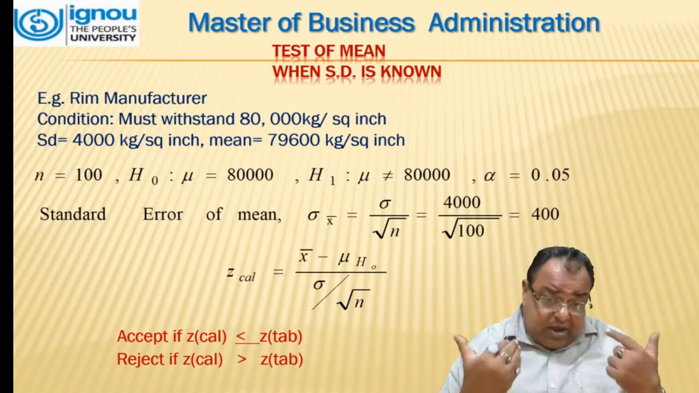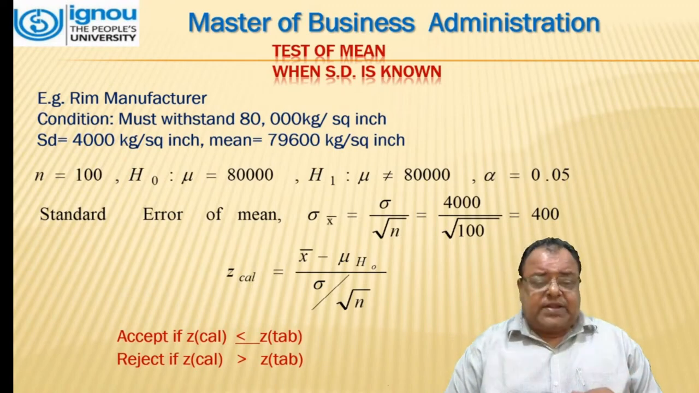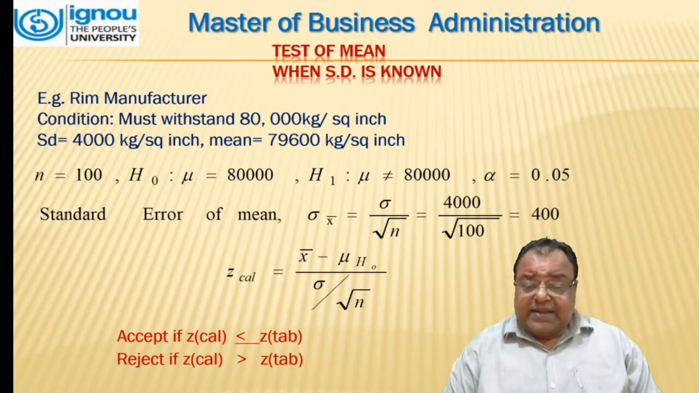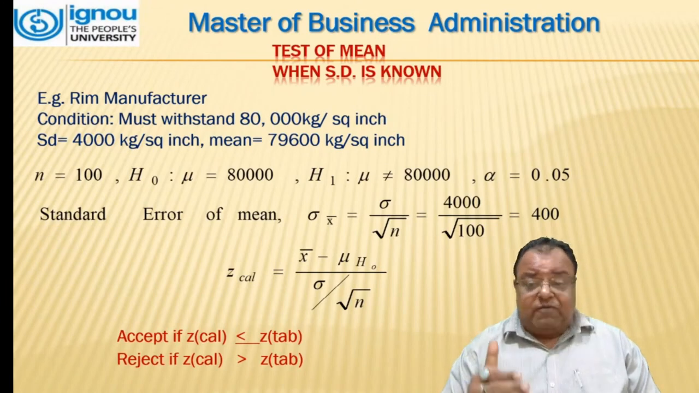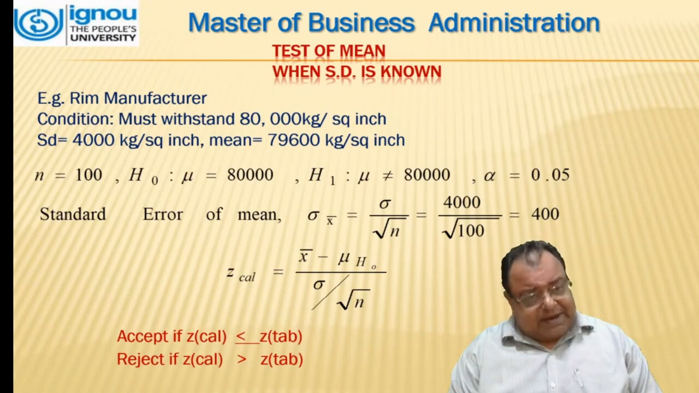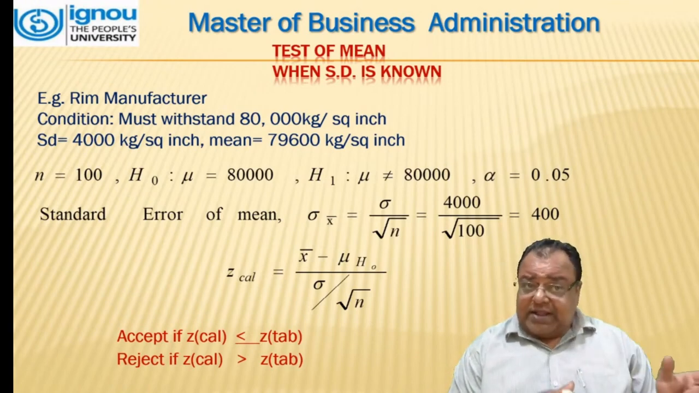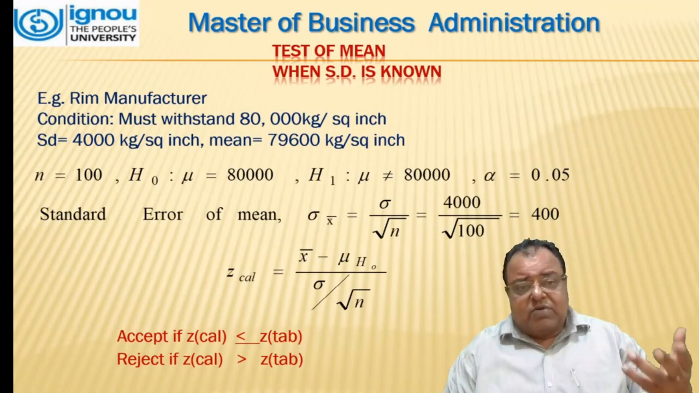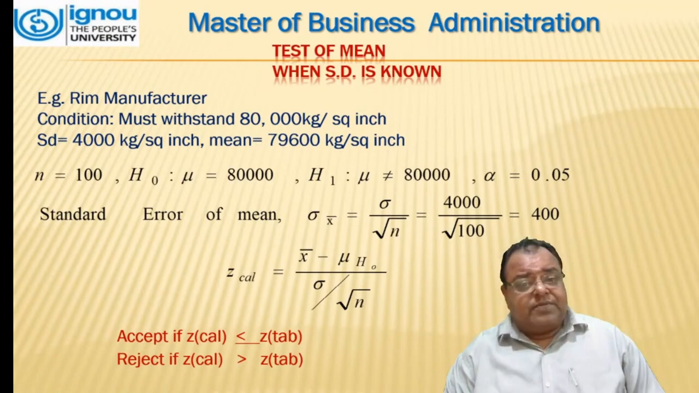Now, how to conclude? If Z calculated, what we are calculating for this problem, is less than Z tabulated, which is the value from the table, we accept the null hypothesis. And if your Z calculated is greater than the tabular value, then you reject it. This is how the conclusions are drawn. The condition here is that your SD is known.